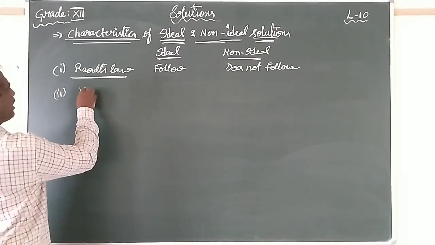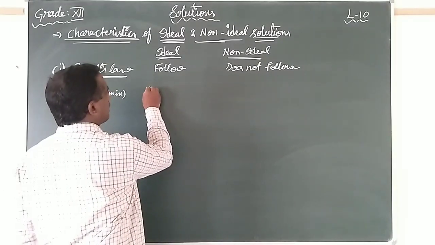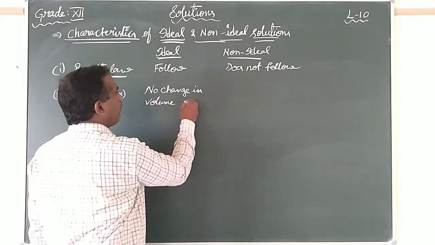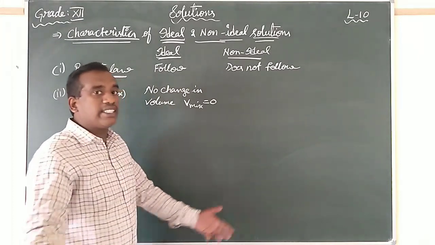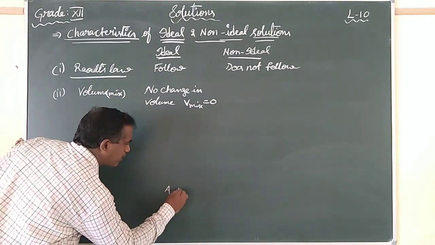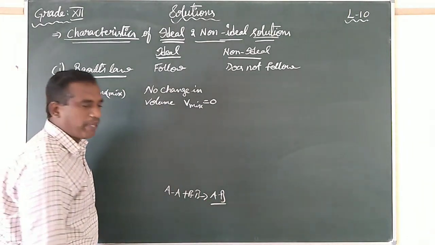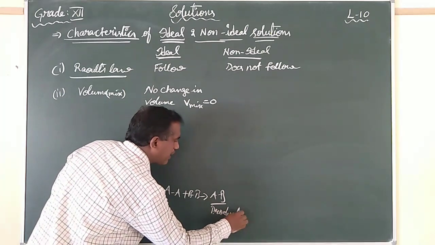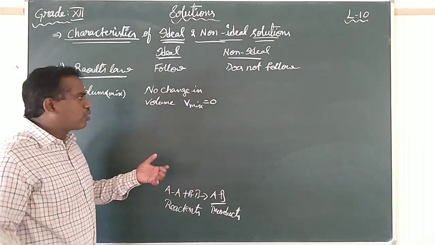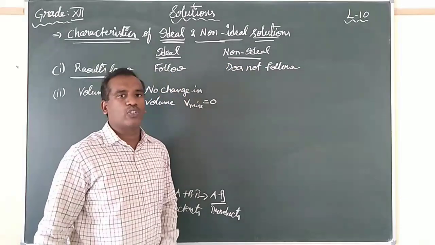And the second thing, regarding volume of the mixture. Mixture is the solution. In the case of ideal solutions, there is no change in volume. When there is no change in volume of the mixture, we can say it is equal to 0. Why is there no change in volume? Because the forces of attraction between A and A, and B and B are similar to the forces of attraction between A and B. Means the forces of attraction of products are equal to the forces of attraction present between the individual reactants. They have the same kind of forces of attraction, so there is no increase or decrease in volume. But in the case of non-ideal solutions, we have observed two types.